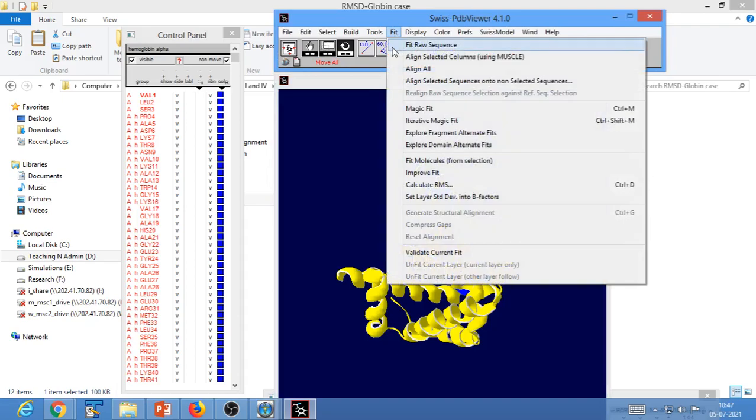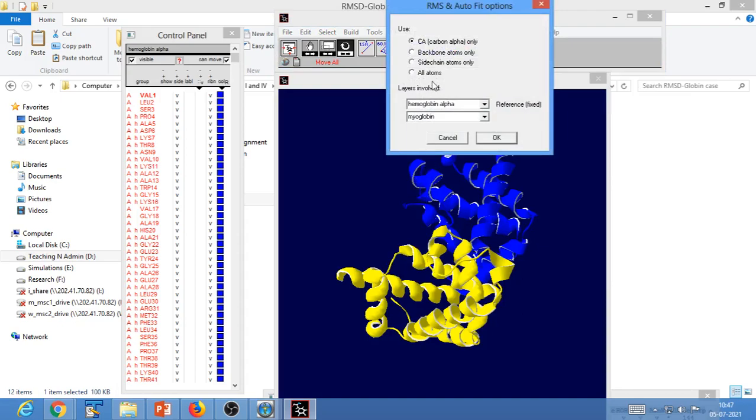And for superimposition, we have a simple option over here in terms of this magic fit. This is where you can decide what set of atoms you would be using for superimposing the two structures. Either you can use the C alpha carbon atom, or the backbone atoms, or side chain atoms, or all atoms. So I would select C alpha carbon atom in this case.